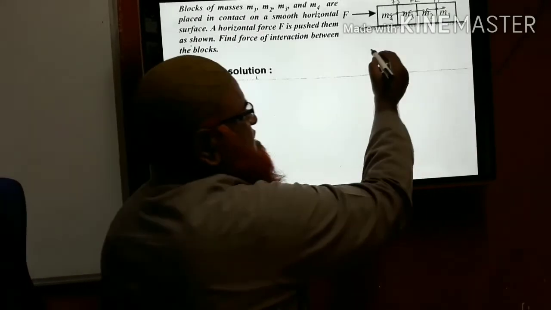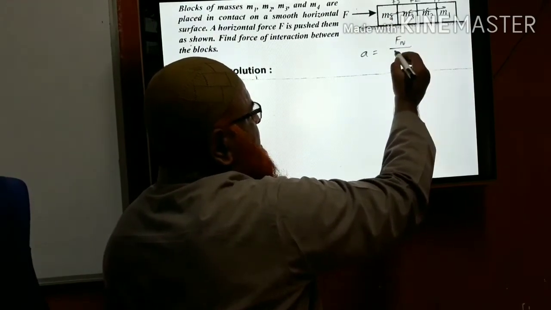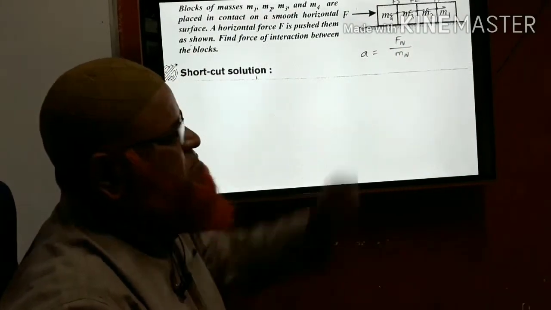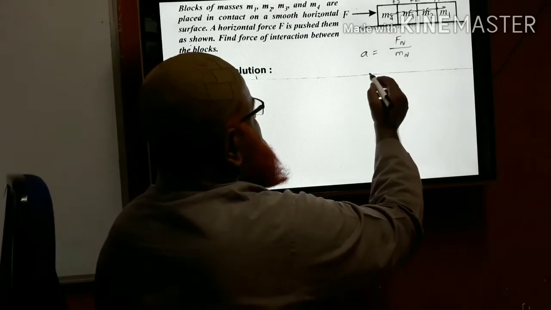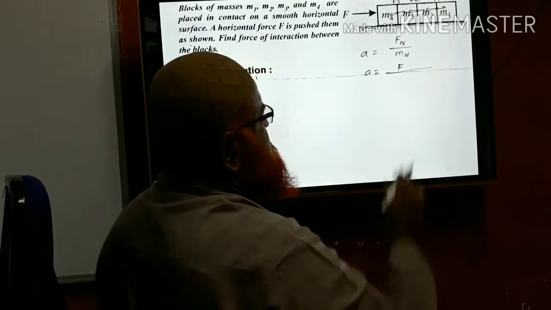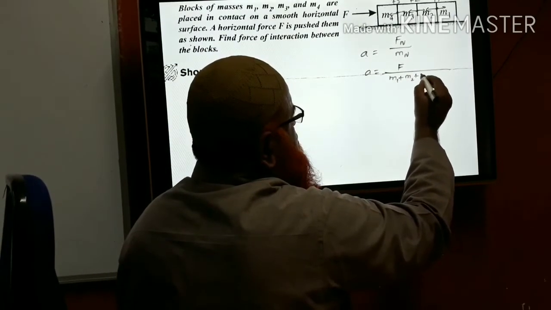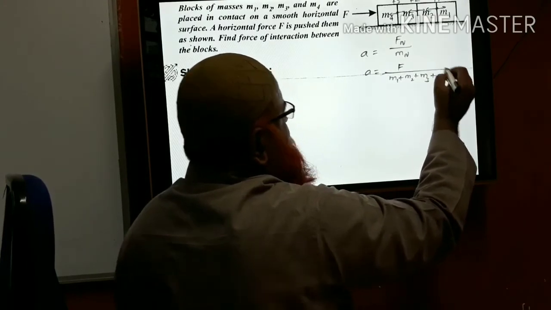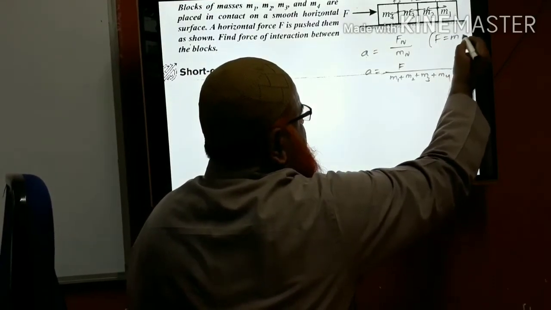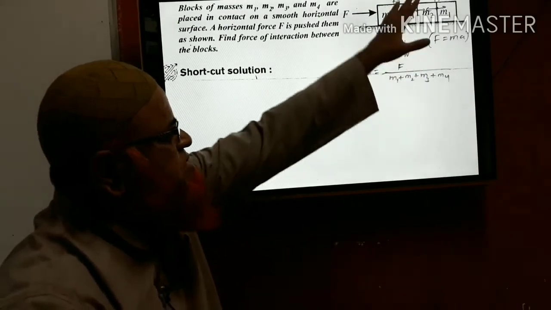First thing is you need to find out acceleration. Acceleration is nothing but the net force applied here by the net mass. So acceleration is net force by net mass. So how are you going to find out acceleration here? A is equal to F. Net force is F here. And what is the net mass? Net mass is m1 plus m2 plus m3 plus m4. So acceleration is nothing but F by m. From Newton's second law, that is F is equal to m into a. So now acceleration is equal to F by the sum of the masses.